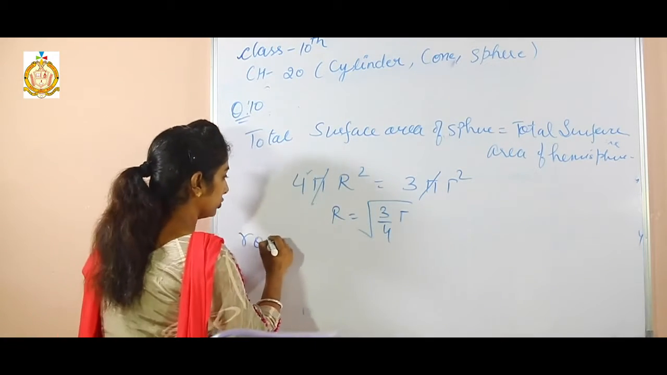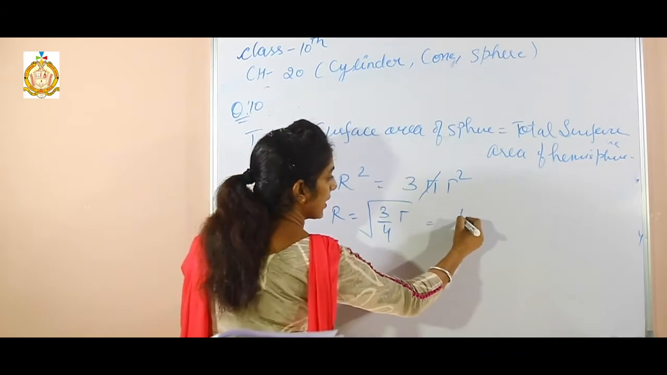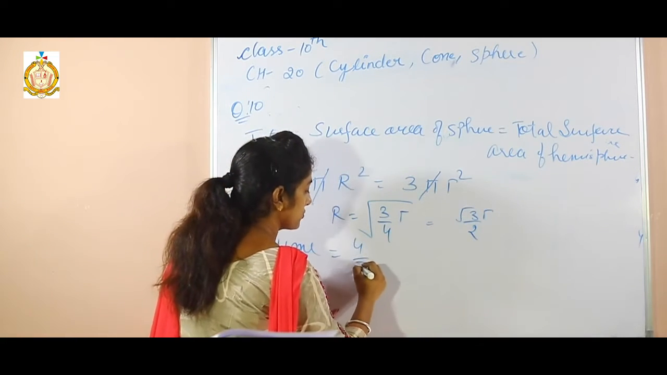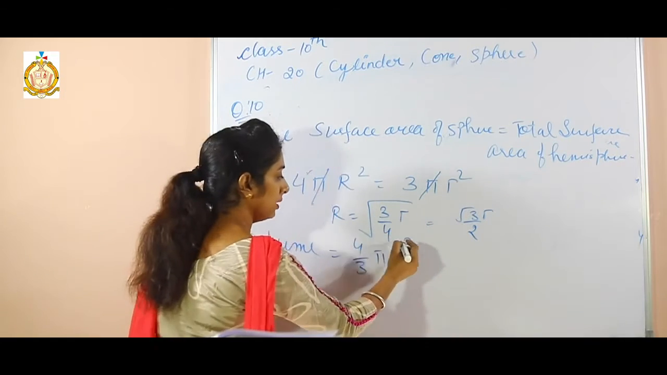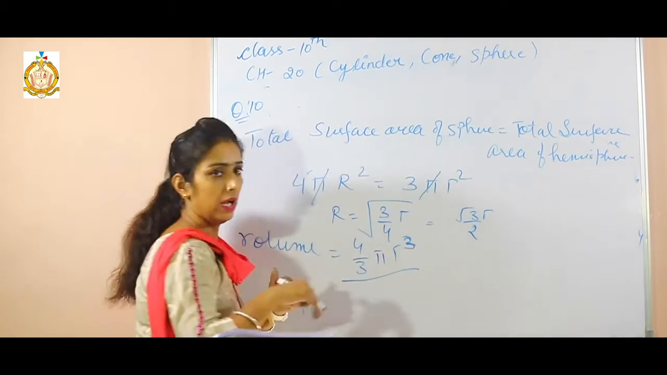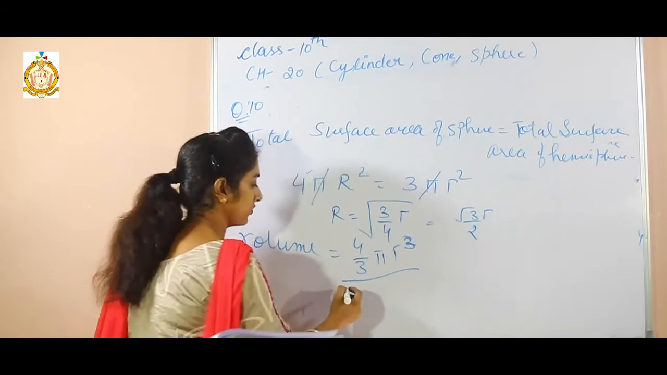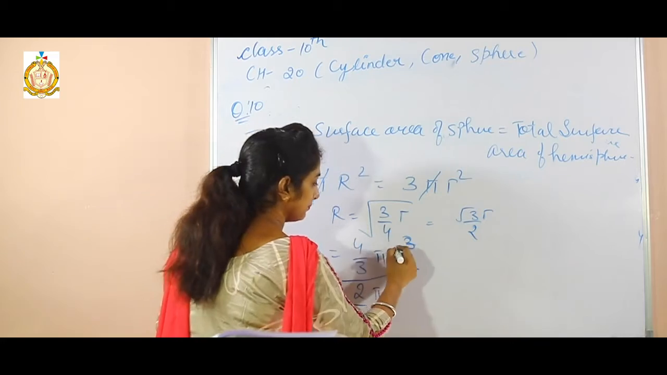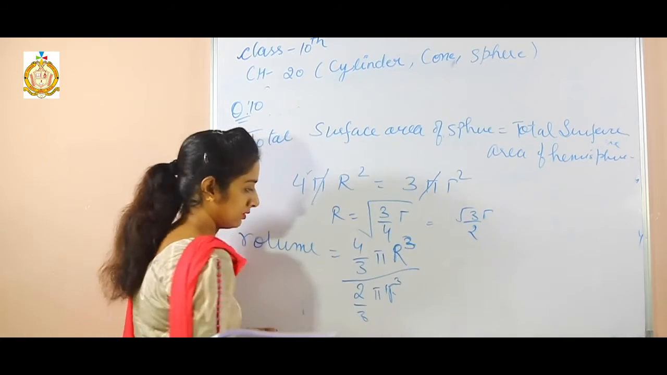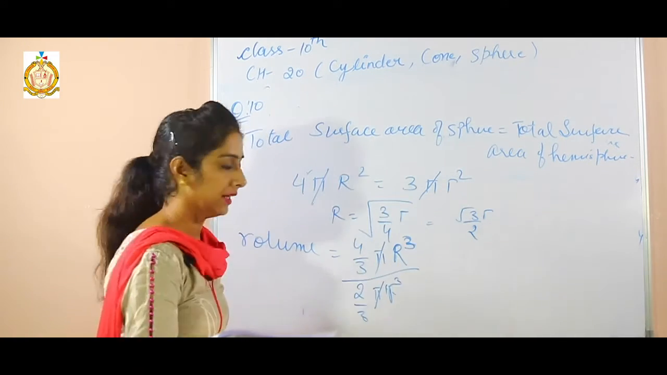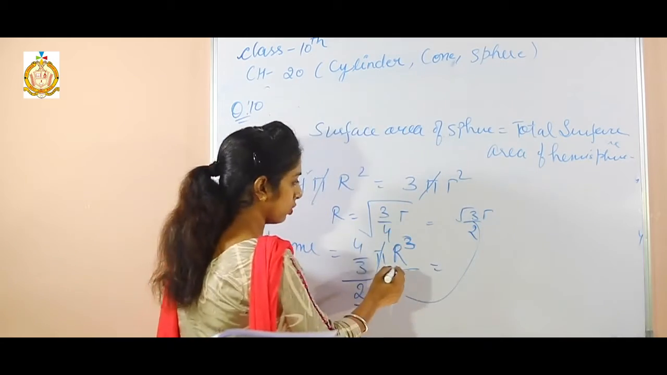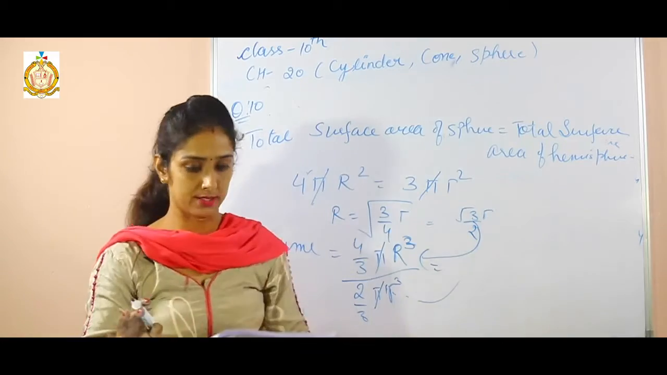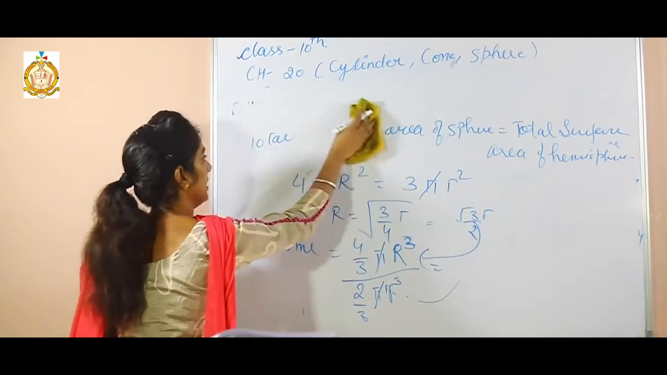Now what is the volume? You can also write it as root 3 R over 2. What is the volume of sphere? 4 by 3 pi r cube. And what is the volume of hemisphere? That is 2 by 3 pi R cube. Okay, right? We cut pi with pi, and after solving you put the value of r, capital R, and you get an answer, right? After that you get an answer.